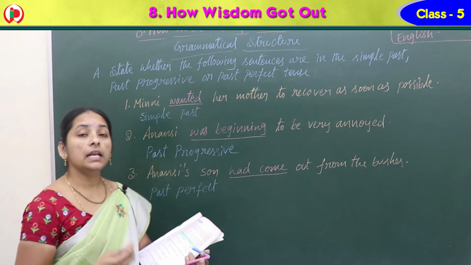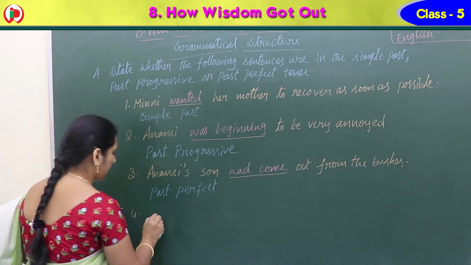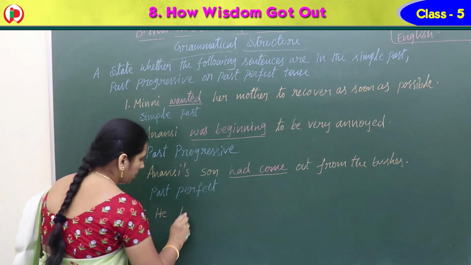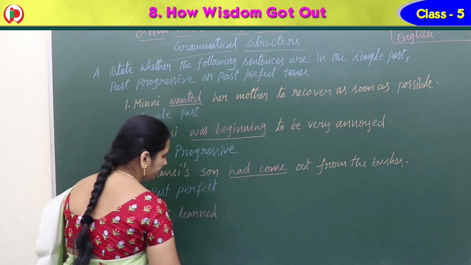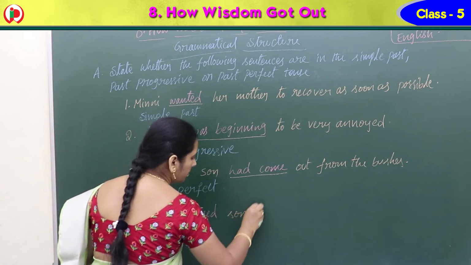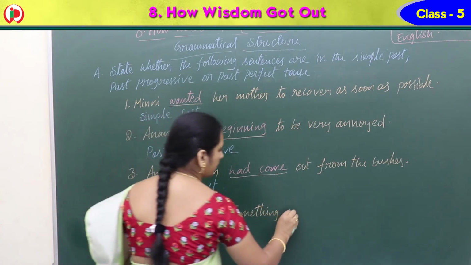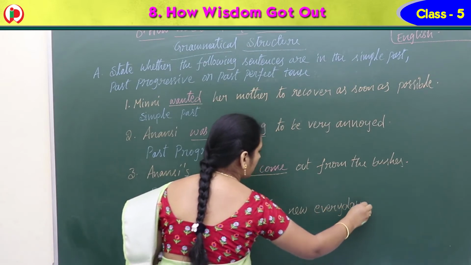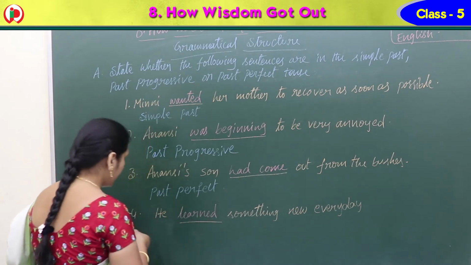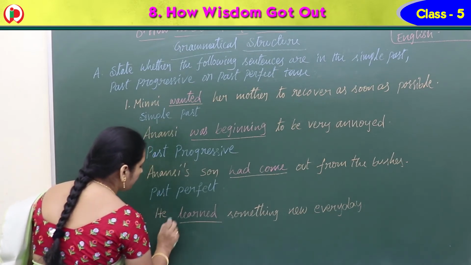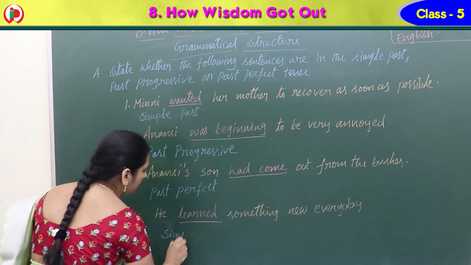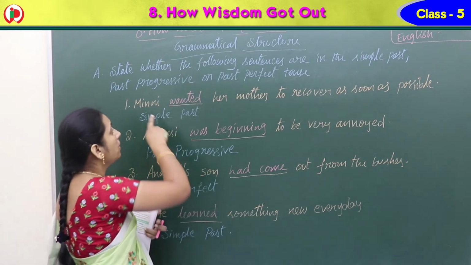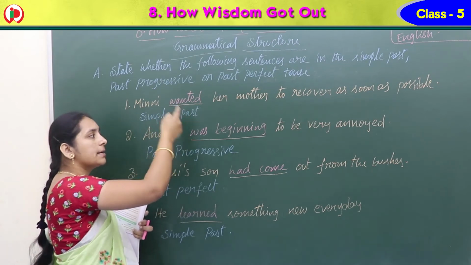Okay? Past perfect. And see the next one, the fourth one. He learned something new every day. So what is the learned here? This learned is V2 form, so it is simple past. So this sentence is in the simple past. So Minnie wanted, V2 form, that's why it is simple past.